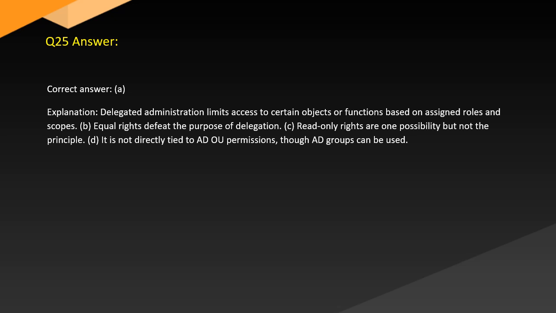Answer. Correct answer: A. Explanation: Delegated administration limits access to certain objects or functions based on assigned roles and scopes. B. Equal rights defeat the purpose of delegation. C. Read-only rights are one possibility but not the principle. D. It is not directly tied to AD permissions, though AD groups can be used.